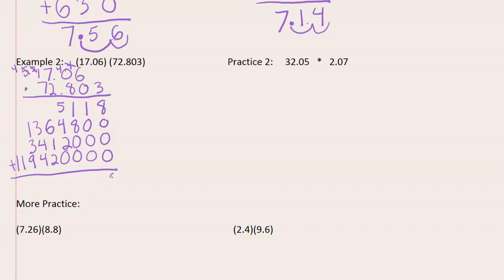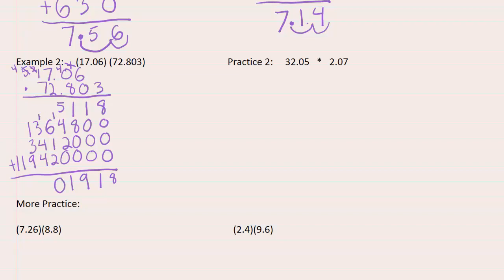8 plus all these zeros is just 8. 1 plus all these zeros is just 1. 1 plus 8 will give us 9. 5 plus 4 is 9, plus 2 is 11. 1, carry the 1. 1 plus 6 is 7. 7 plus 1 is 8. 8 plus 2 is 10. Put a 0 down here, carry the 1.